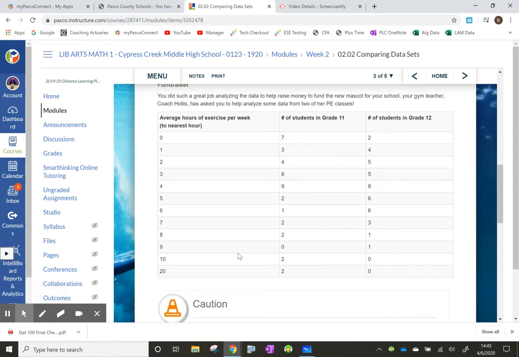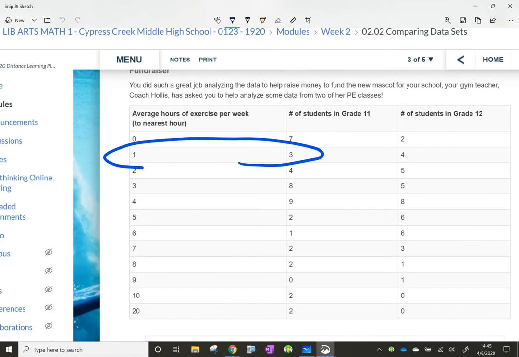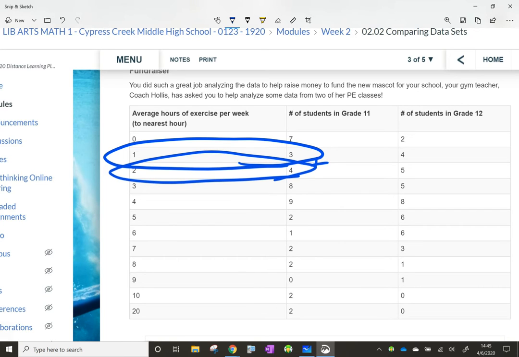If you're wondering what I'm doing, let me screen snap this so I can explain. There are 3 people with 1 hour of exercise, so I did 3 times 1. I'm going to add that number to the 4 people with 2 hours of exercise. So I'm doing 4 times 2, and I just keep adding those groups together. So I did 9 times 4, and I'm going to add 5 times 2.